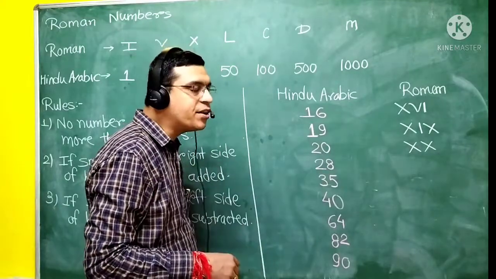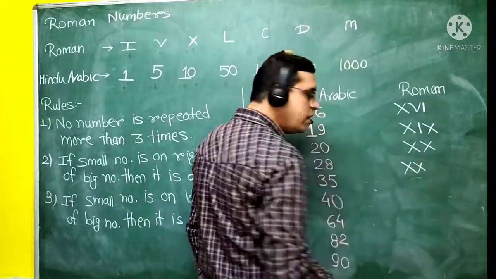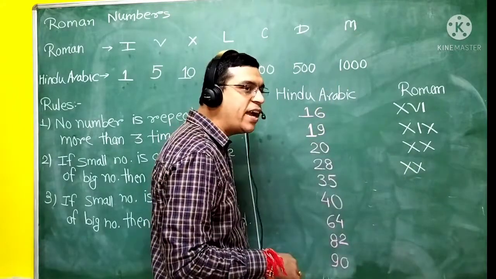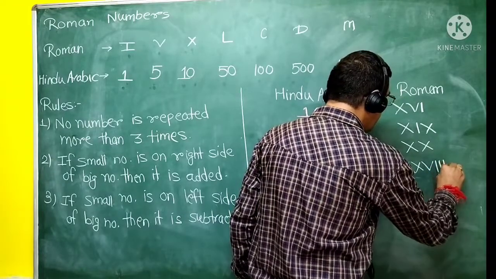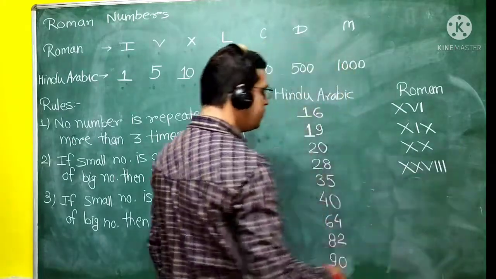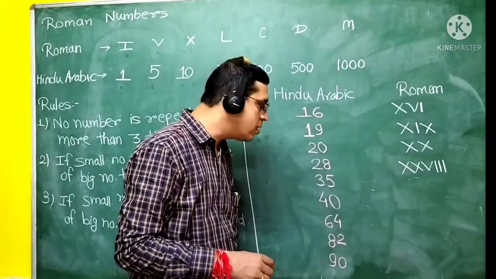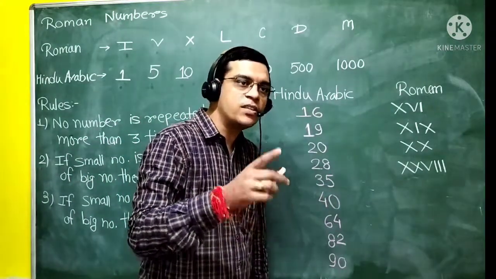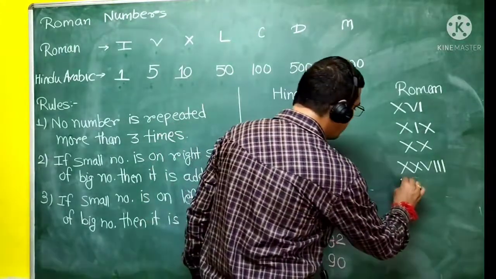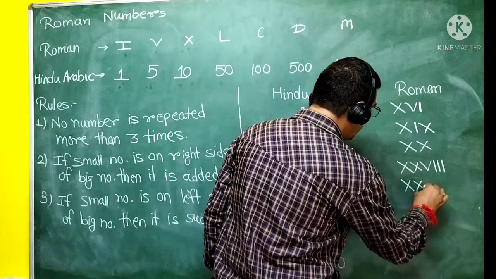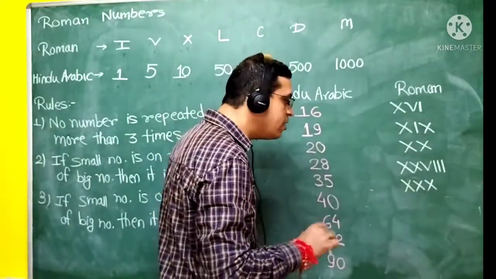Then 28. This is 20. Now we know I have to add 8, which means on the right side I have to write 8. 5, 6, 7, 8. Next, 35. For 35, it is 30 plus 5. How am I going to write 30? 10, 20, 30. 3 times I can repeat. And then add 5.